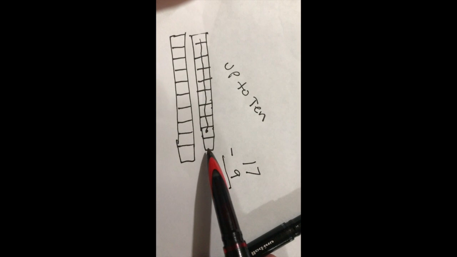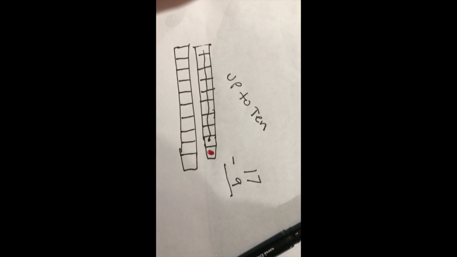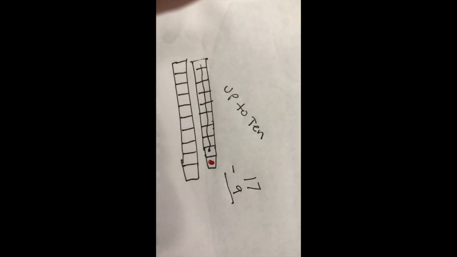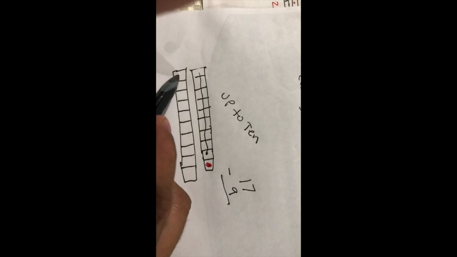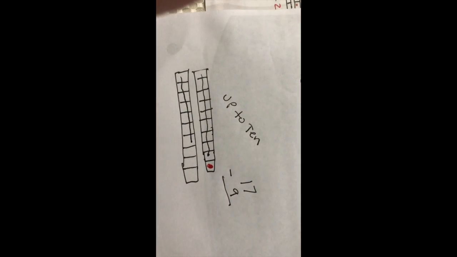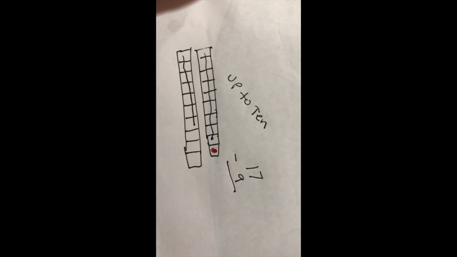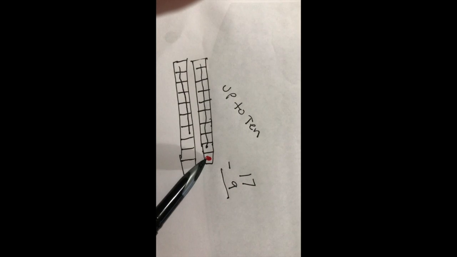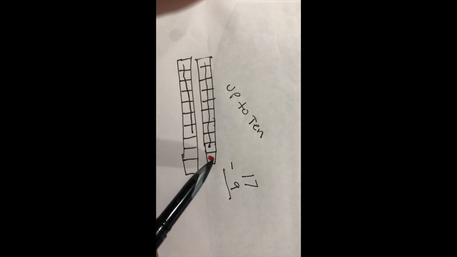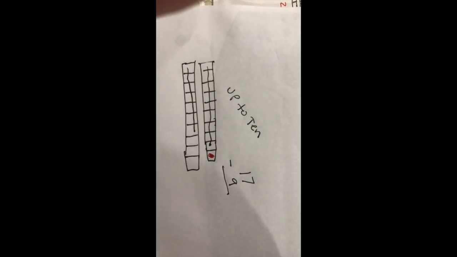So I'm going to just color in 1. It gives me 10. And then down here in the bottom, I'm going to shade in 7. So the way that I find the answer is that I add the 1 that I added up here to the 7 that's down here. That gives me 8. And there's the answer.